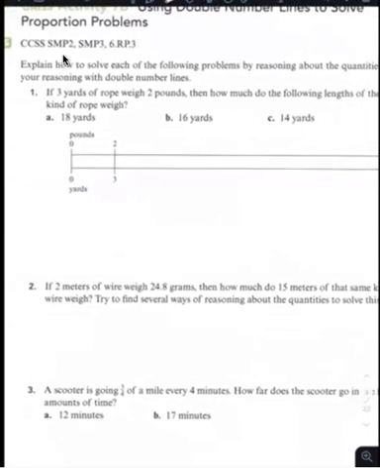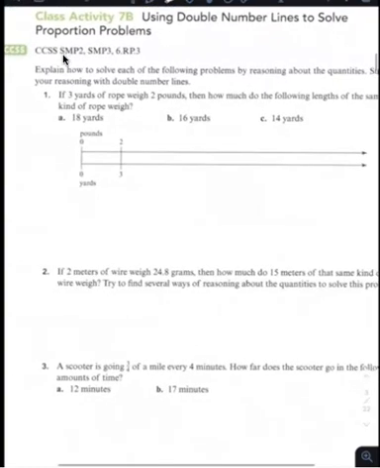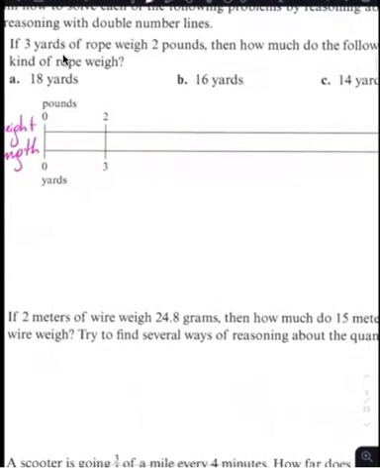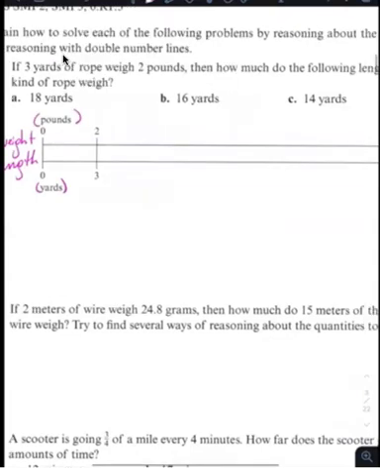line. So for example, if we read this question, we have 3 yards of rope weigh 2 pounds, and how much do the following lengths of the same kind of rope weigh? So if we're looking at two variables, one is length and one is weight, then we would be measuring length in yards and weight in pounds. And we can draw these on our double number line.